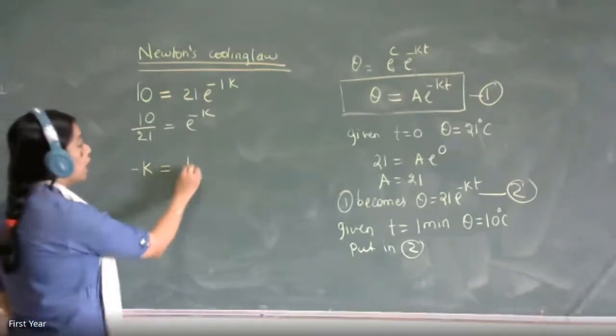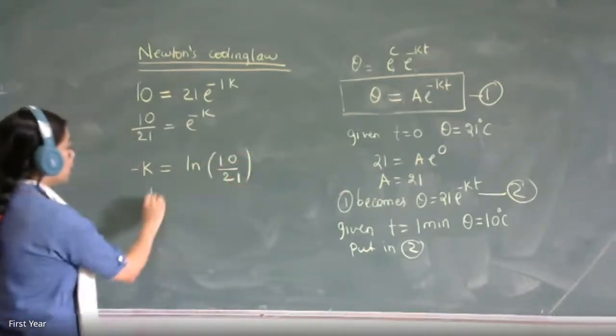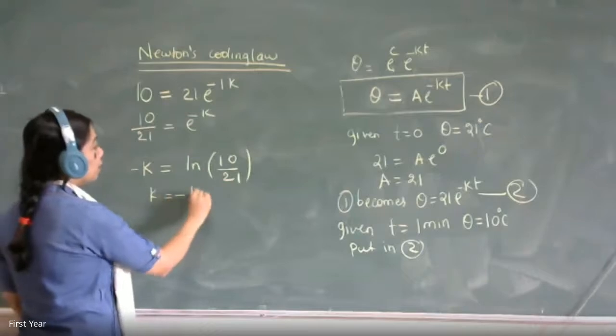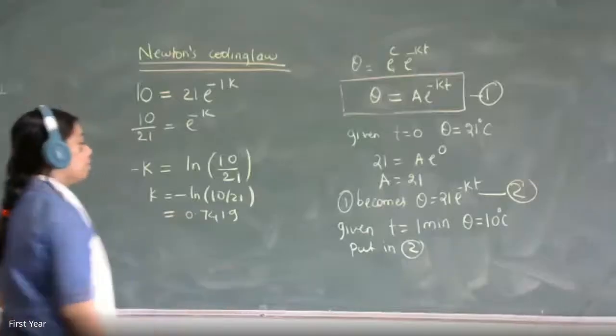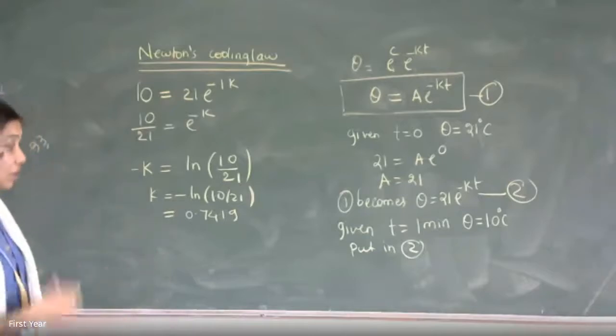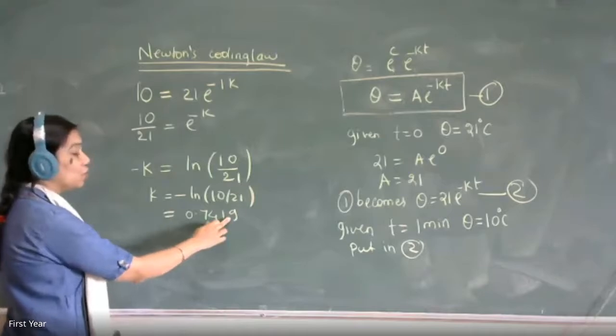So minus k is ln of 10 by 21. And therefore, k is equal to minus ln of 10 by 21. Please tell me what the answer of that is. 0.7419. You can write 2 also, but generally you round only if the next digit is more than 5. Otherwise let it be like this, 0.741.